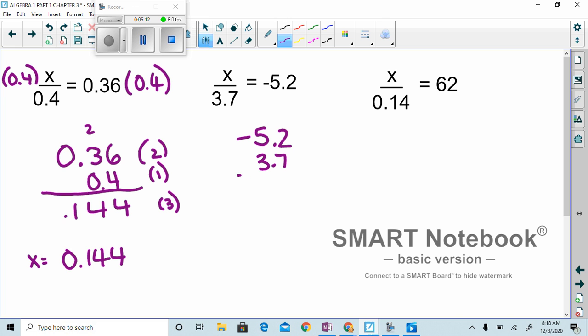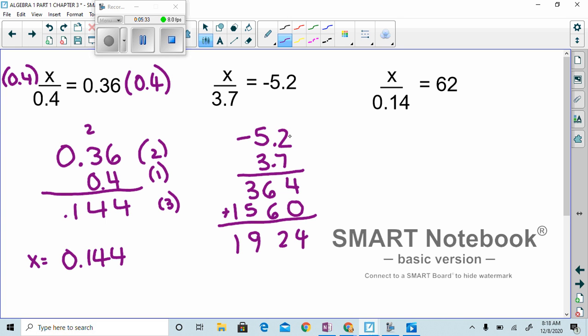And I'm going to deal with this one digit at a time. 7 times 2 is 14. 7 times 5 is 35, plus 1 is 36. On to my second row. 3 times 2 is 6, and 3 times 5 is 15. Add up those subproducts.